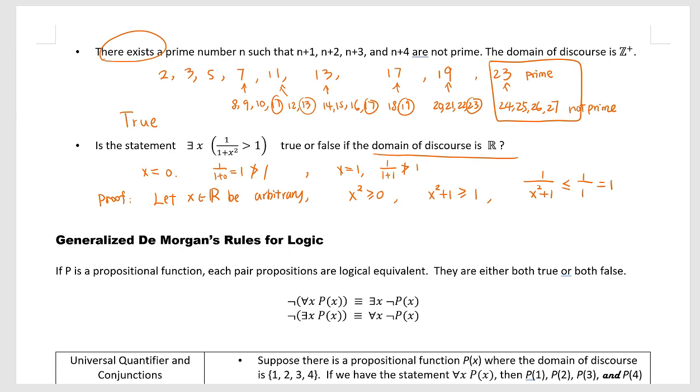And see, now we have shown that for all x in R, 1 over x squared plus 1 is less than or equal to 1, so not greater than 1. So now we have shown it for all values in the domain. The propositional function is false. So that's why it's false. Okay, so far so good. No x in R can satisfy that proposition. So that's why this existential statement is false.